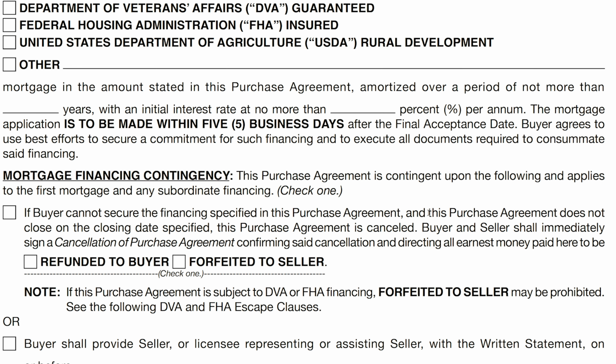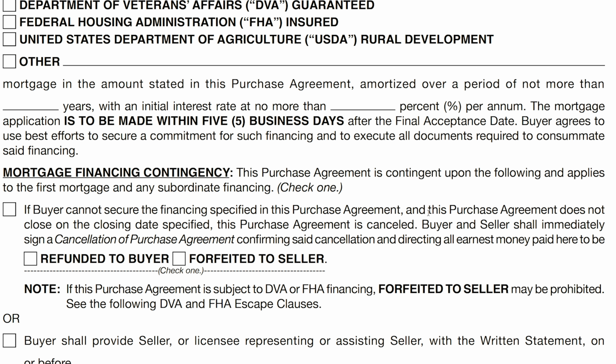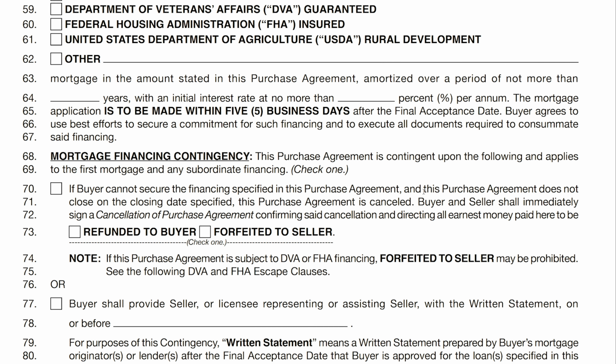The mortgage application is to be made within 5 business days after the final acceptance date. Buyer agrees to use best efforts to secure a commitment for such financing and to execute all documents required to consummate said financing. This is another one where basically, let's say you don't close, you don't get the mortgage, and you did not consummate said financing. You didn't provide the documents required. You could lose your earnest money in that situation. Obviously, if you're going through this effort, you want to put all the best effort forward on this.